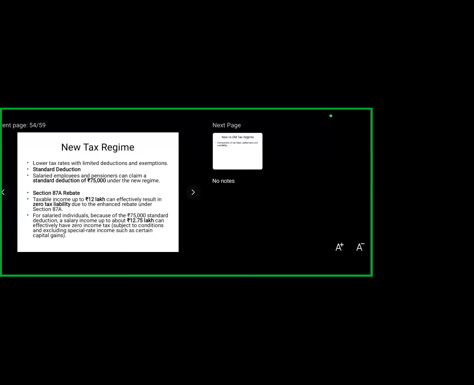For a salaried individual, because of the 75,000 standard deduction, with salary income up to 12 lakh 75,000, it can effectively have zero income tax liability.